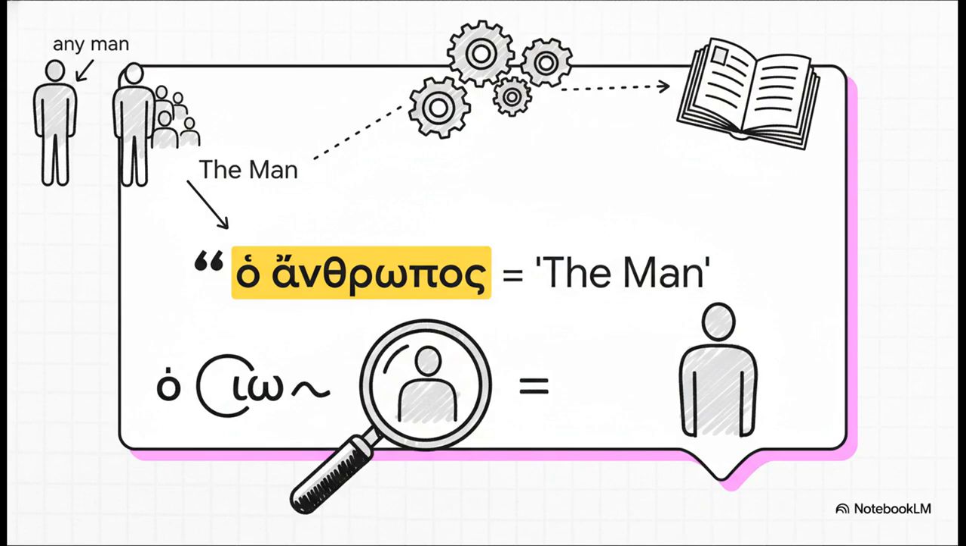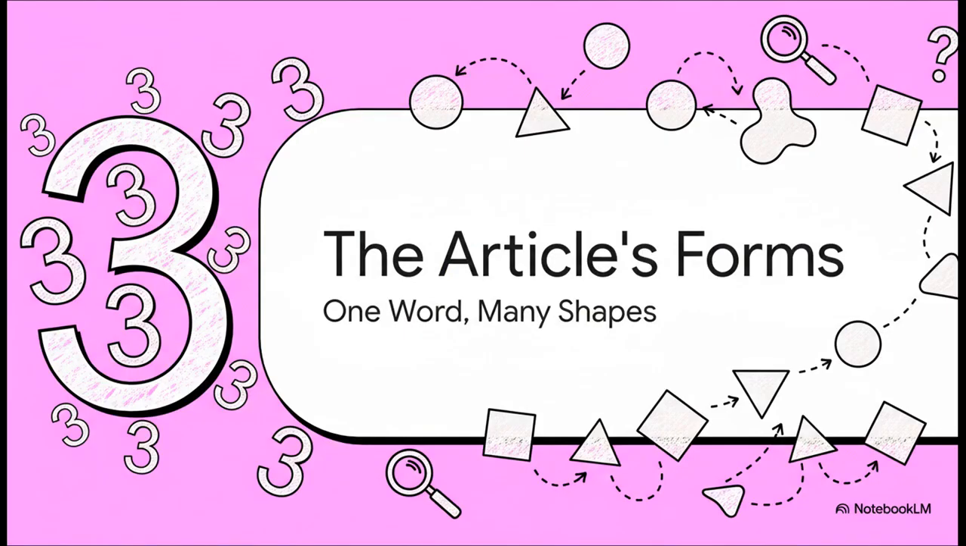Simple enough, right? Okay, so here's the catch. Of course, there's a catch. This one little word doesn't just have one form. Oh no, it has a bunch of them. But don't freak out, I promise. We're going to make this super easy to get your head around.